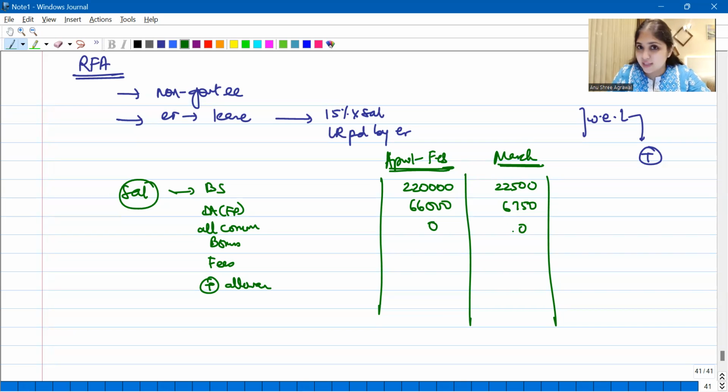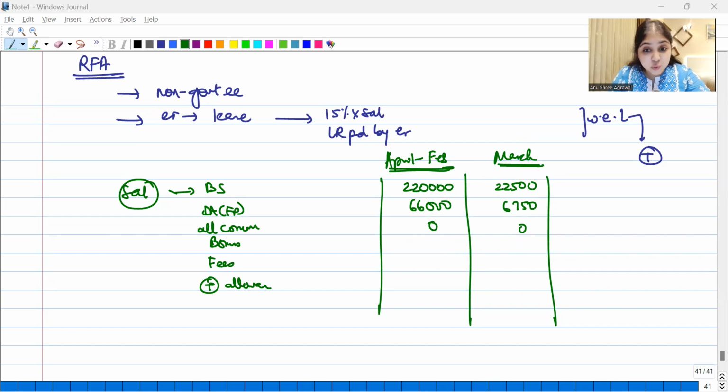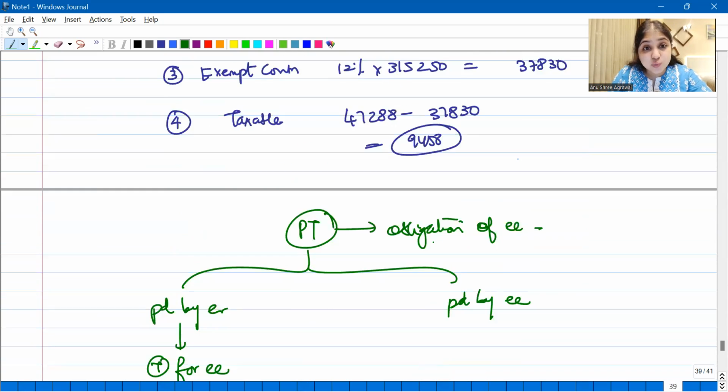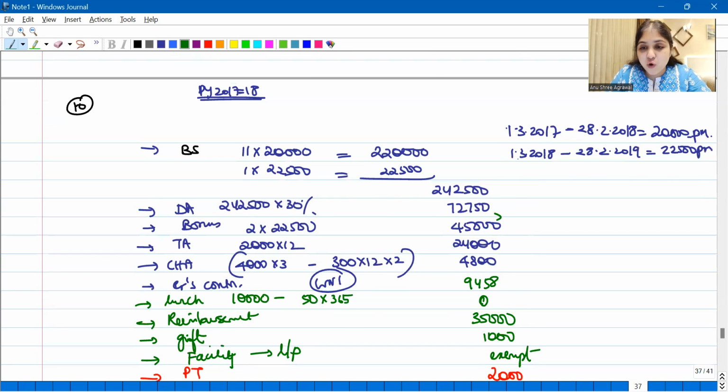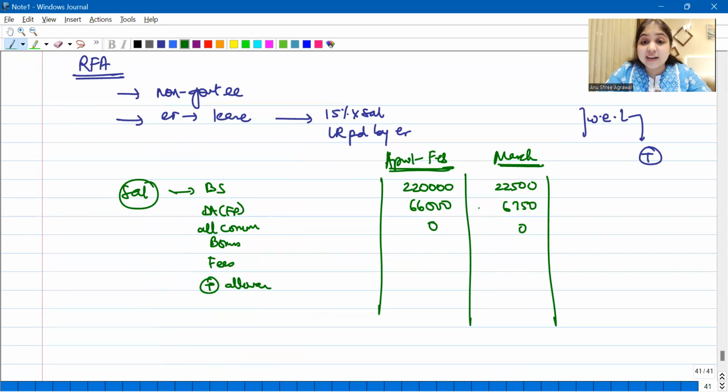We read the whole question. There was no commission. Do we have bonus? Yes, we do have bonus. How much bonus do we have? We have a bonus of 45,000. Now this 45,000 is the bonus that we got for rendering service for the entire year. So I will split the 45,000 between both the parts.